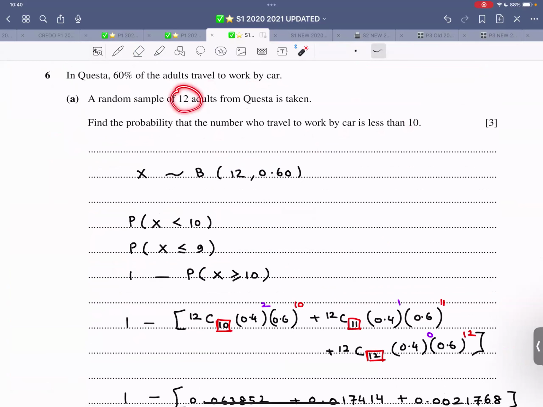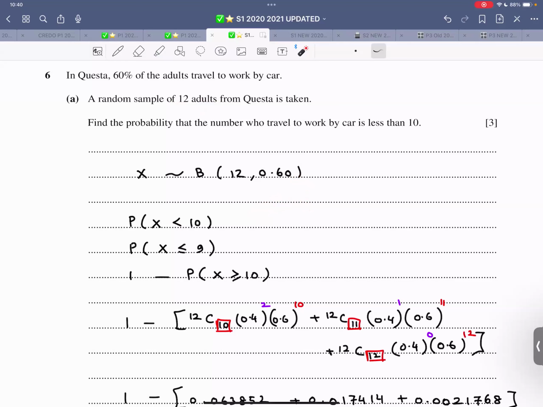So we are taking 12. That's the number of trials. This is the probability of success. It follows a binomial distribution. Less than 10 does not include 10. So therefore, it's less than or equal to 9. So 9, 8, 7, 6, 5, 4, 3, 2, 1, 0.